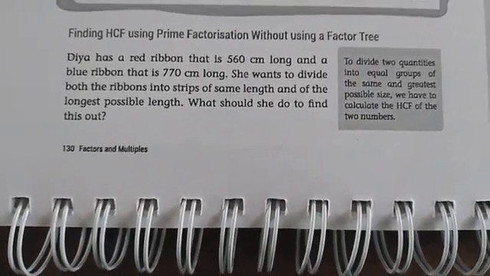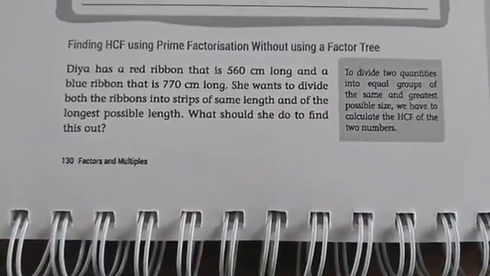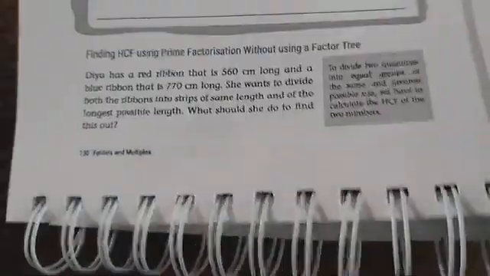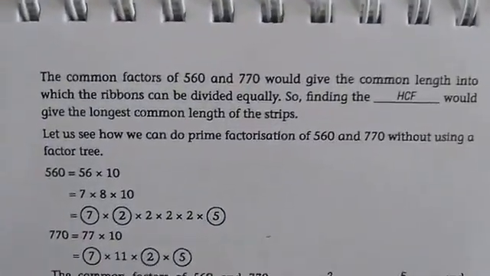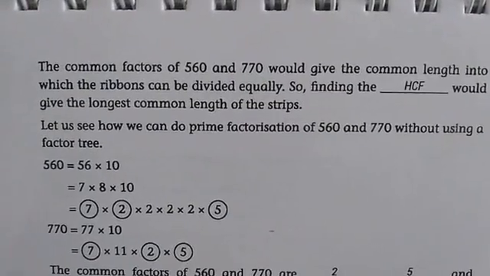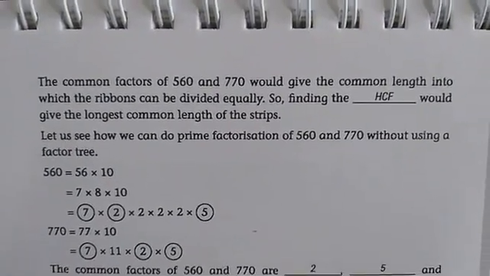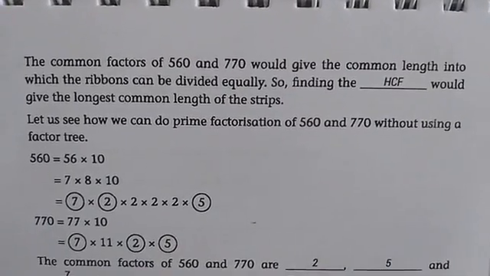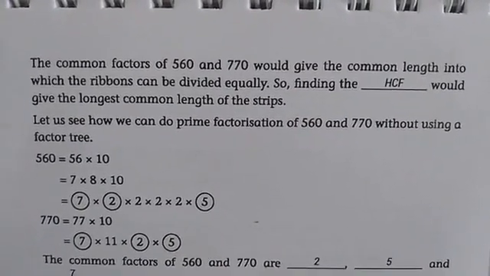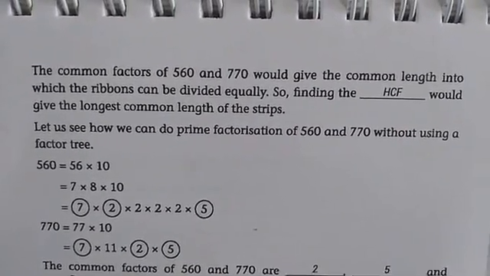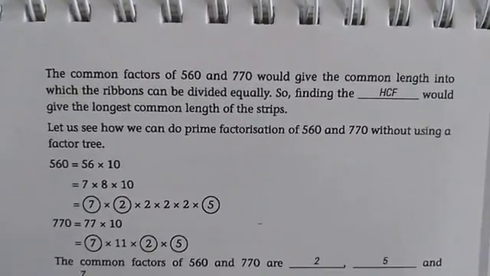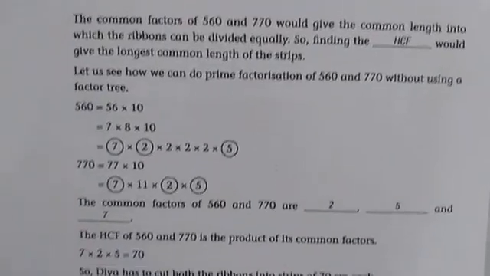What should we do to find this cut? Okay. So what we have to do? Observe. The common factors of 560 and 70 would give the common length into which the ribbons can be divided equally. Finding the HCF would give the longest common length of the strips. So what we have to find? HCF. Observe here.